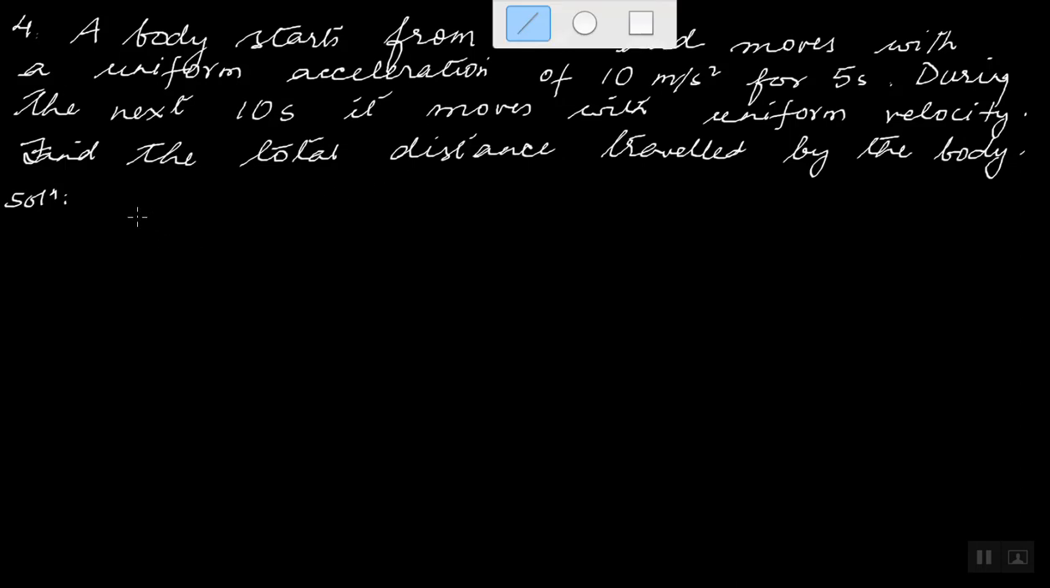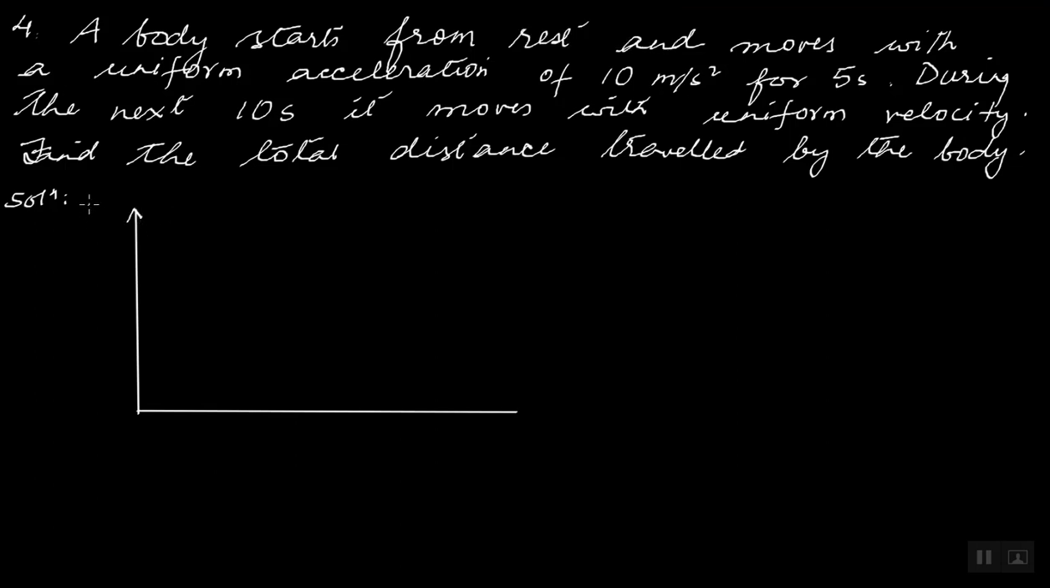Alright, so let's take the velocity along the y-axis and the time along the x-axis. So here this is the velocity, and the acceleration is in meter per second square, so this velocity will be in meter per second. Okay, time here is in seconds, so let's take t in seconds. All right, so this is the origin. It says that the body is starting from rest, so that means the graph should be starting from here.